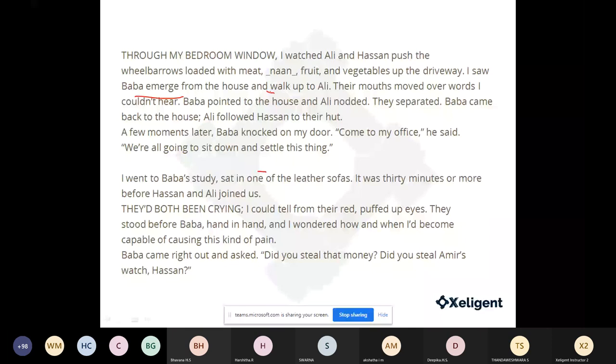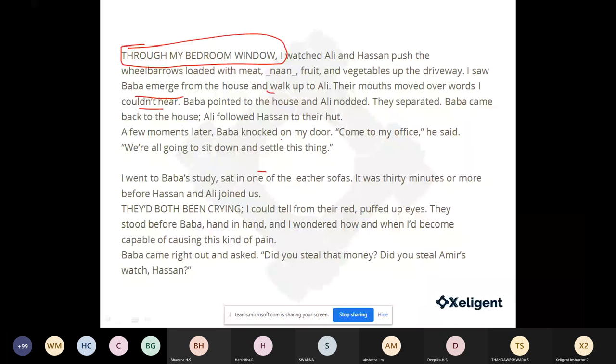He only watched the lips, the movement of the lips. And then Baba pointed to the house and Ali nodded. They separated. Baba came back to the house. Ali followed Hassan to their hut. Now everybody is coming to the house. A few moments later, Baba knocked on my door.